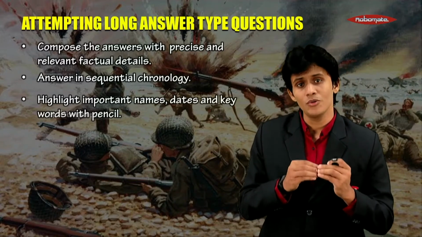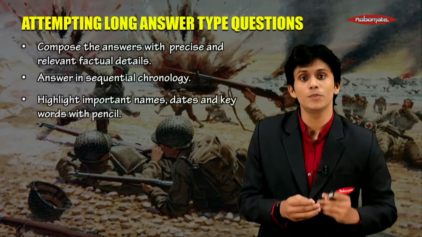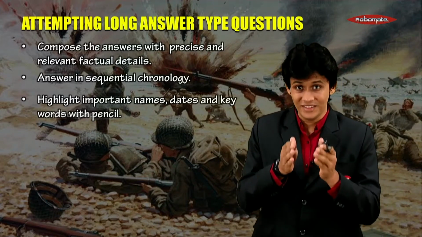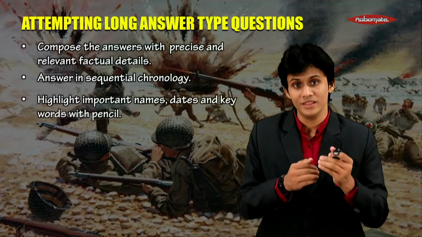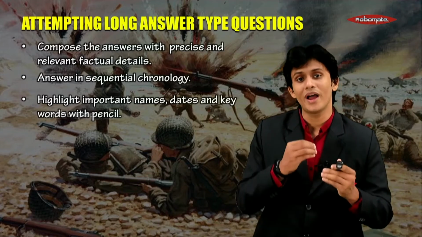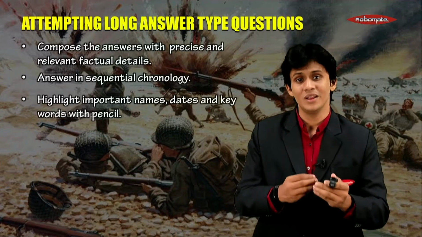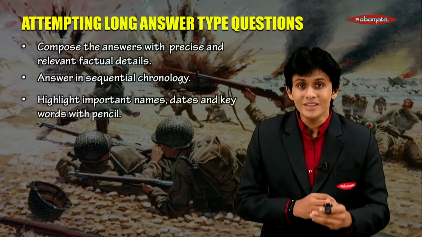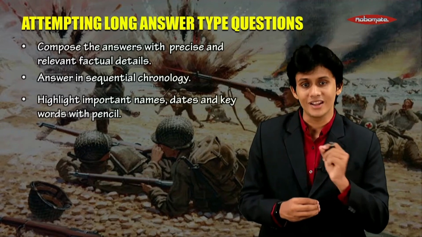And when you talk about writing important points, especially in history, the chronology has to be perfect. I need to understand which event occurred first, which event occurred then, and then I need to present them in the answer accordingly. And when you write these answers, you need to highlight the dates or the names or the important keywords that are required with the pencil. Please put yourself into that habit where you automatically have a pencil with you and you start underlining those answers.